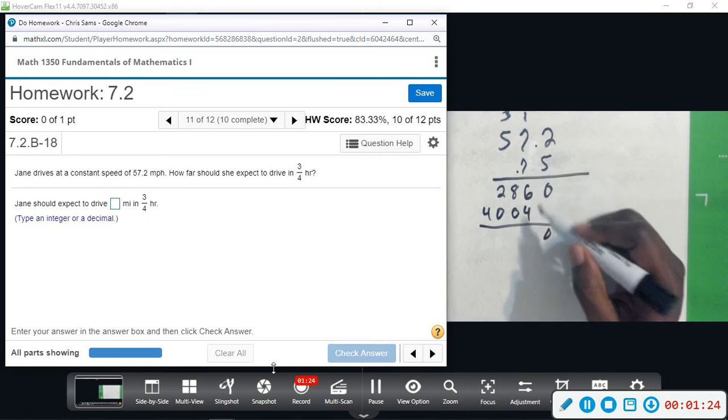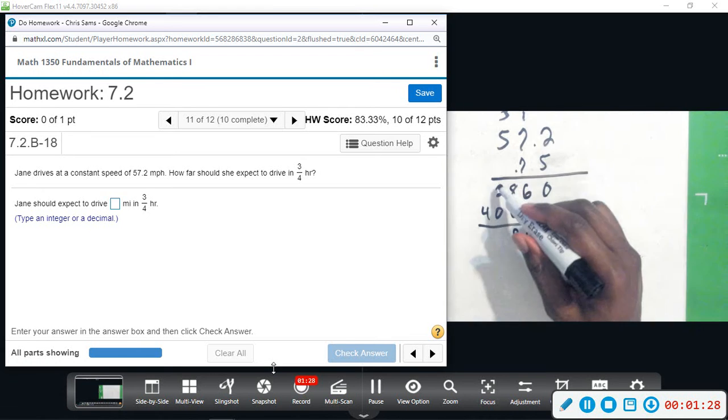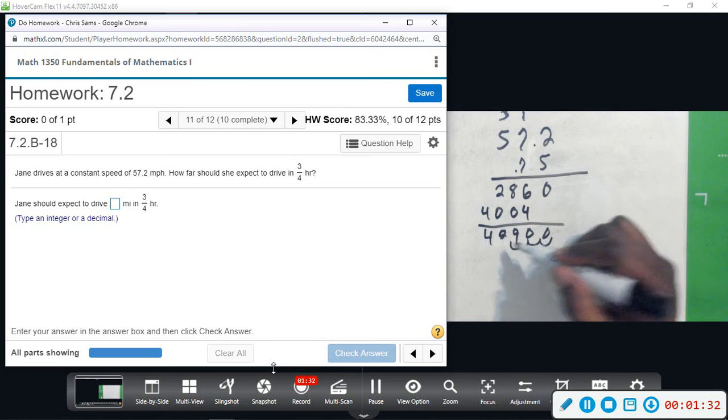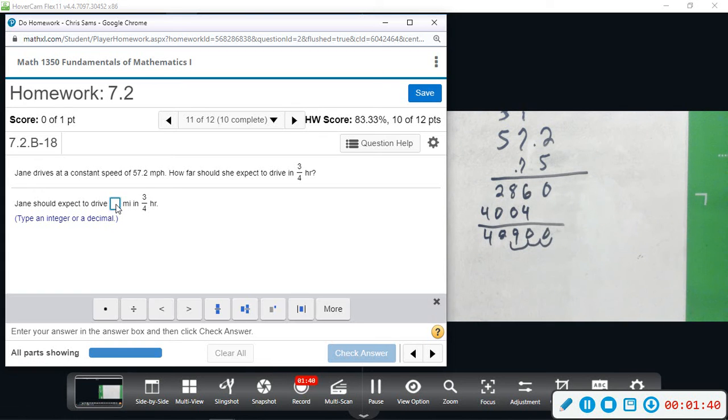Okay, so we get 0, 6, and 4 is 10. Carry a 1, that'll be 9, 2, and 4. We need 3 numbers behind the decimal, so we get 42.9. So we would expect her to drive 42.9 miles.